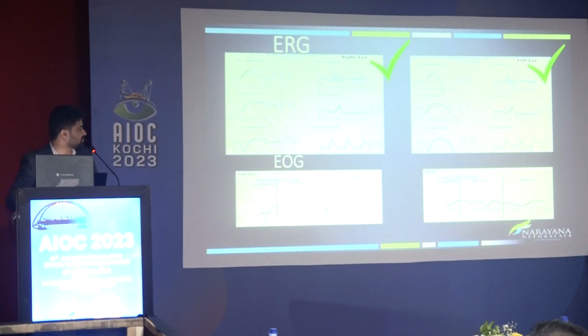Now look at the EOG. We were supposed to get a peak like this. It's not there. So this is classic of Best disease: a normal full-field ERG and an abnormal EOG.